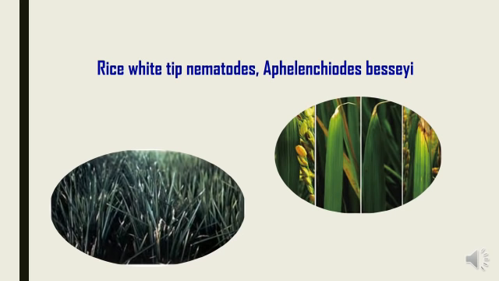Rice white-tip nematode, Aphelenchoides besseyi. It is a seed-borne nematode and causes the disease called white-tip. During early growth, the most conspicuous symptom is chlorotic tips in newly emerged leaves. Feeding at leaf tips in rice results in whitening of the top 3 to 5 cm of the leaf, leading to necrosis known as white tip. These tips later dry and curl and appear as a whip-like structure.